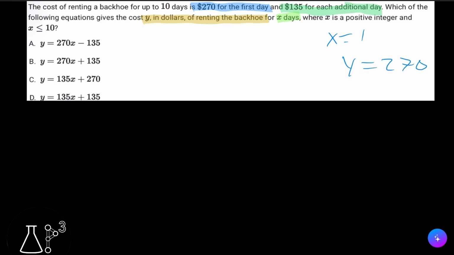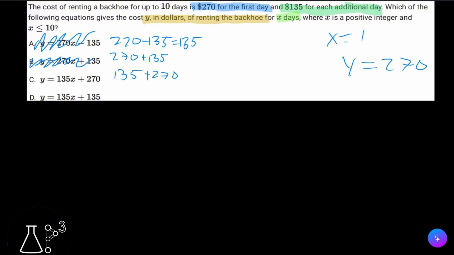If I plug x into the first equation, I get 270 minus 135, which equals 135. Therefore, A is incorrect. And if I plug it into B, I get 270 plus 135, and that's already greater than 270. So B is incorrect. And if I do C, I get 135 plus 270, and that is still greater than 270 as well. So C is incorrect. If I plug in D, I get 135 plus 135, which equals 270. So the answer is D.